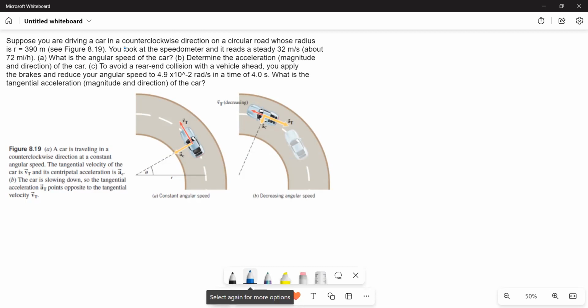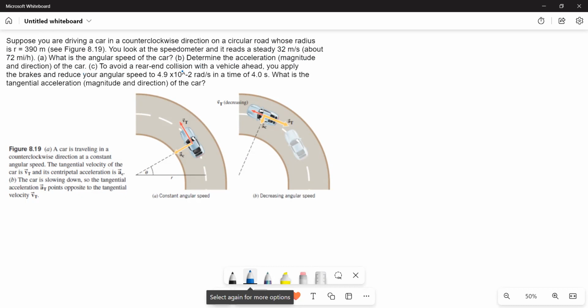Suppose you are driving a car in a counterclockwise direction on a circular road whose radius is 390 meters. You look at the speedometer and it reads a steady 32 meters per second. What is the angular speed of the car? Determine the acceleration, both magnitude and direction, of the car.